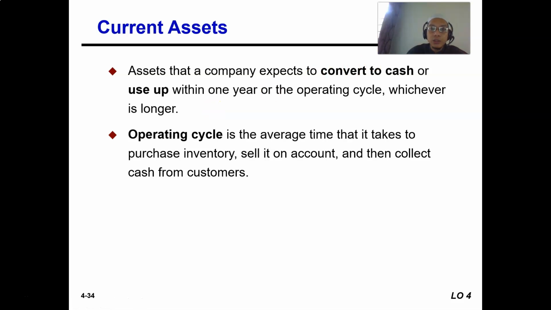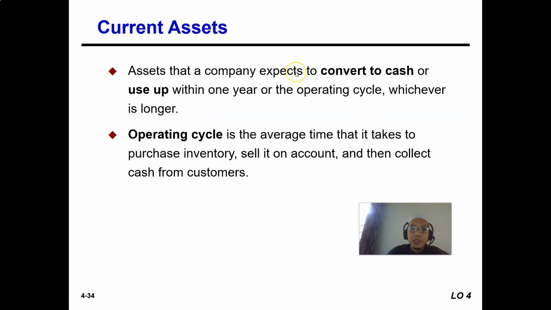So I was just talking about it in general terms. It is something that the company owns, not owes. So something that the company owns, that the company expects to get benefit from within 1 year or one accounting cycle, which is expected to convert to cash. All these assets are expected to give benefit primarily in terms of cash.